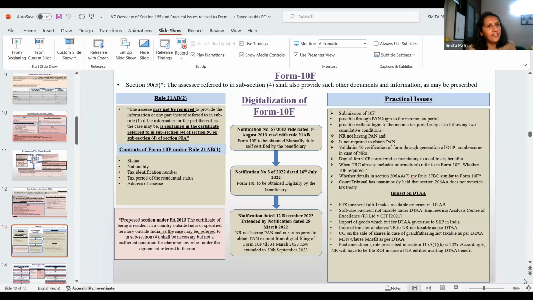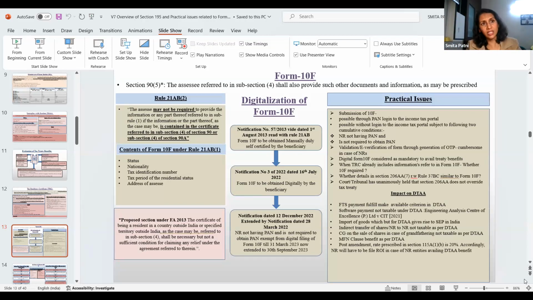Initially, 10F was a self-declaration form, taken on a plain page, duly signed and stamped, or on the letterhead of the non-resident, stating that these 5 things are this, and he used to self-declare this 10F. Now over the years, especially now, they have changed.